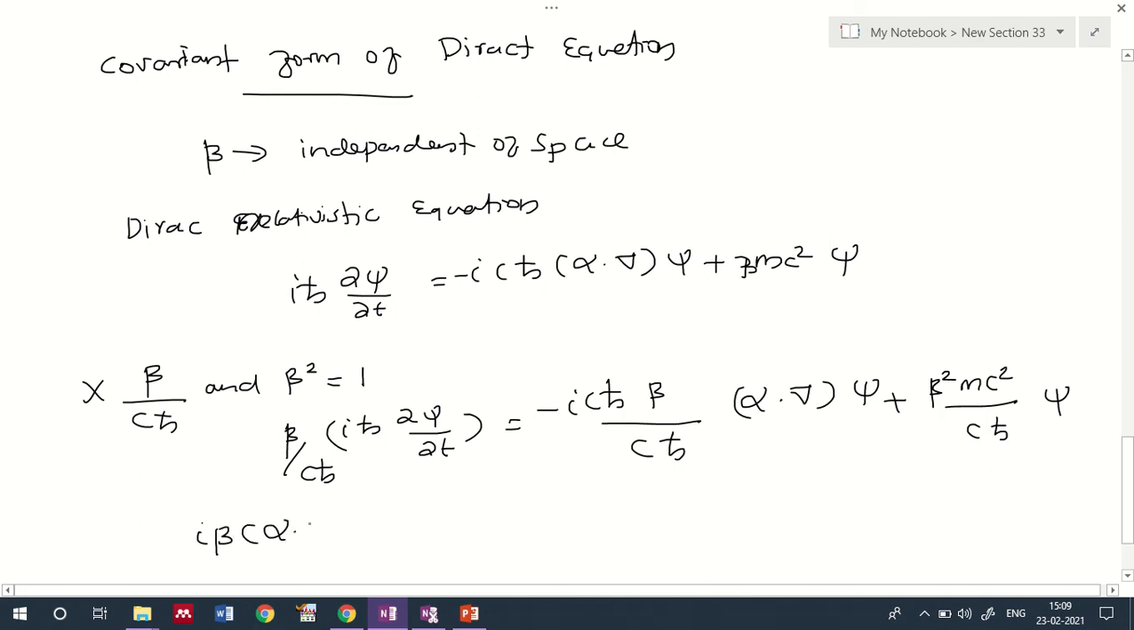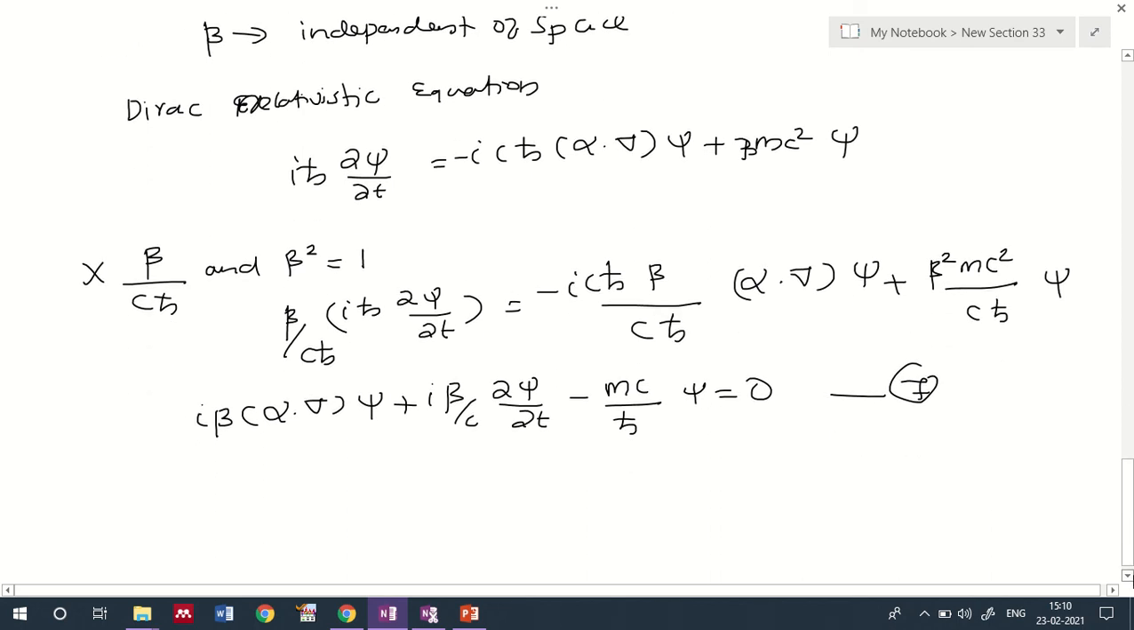iβ ∇·α·∇ψ plus iβ/c ∂ψ/∂t minus mc/ħ ψ equal to 0. Okay, so with this we'll take the seventh equation in this series. Seventh equation has been represented like this. Then we can reduce to this form.